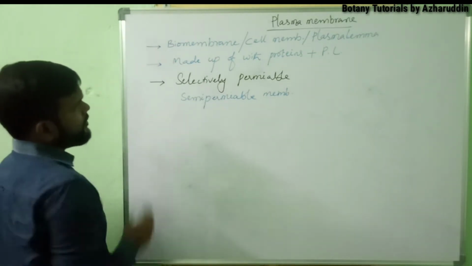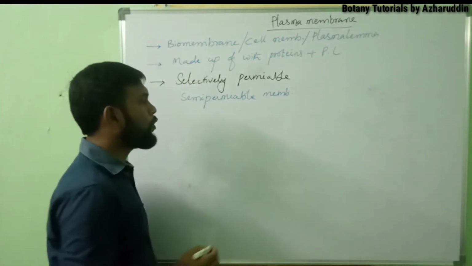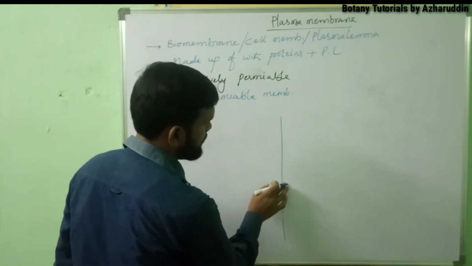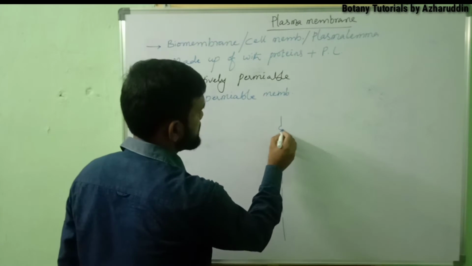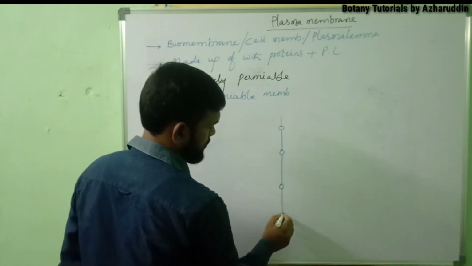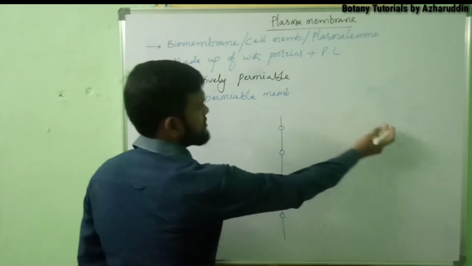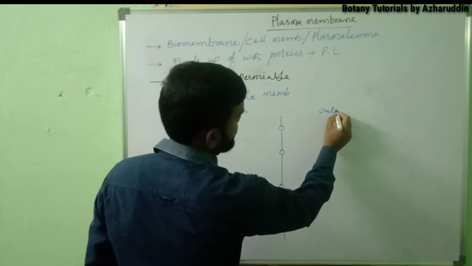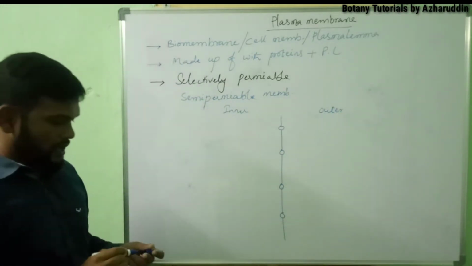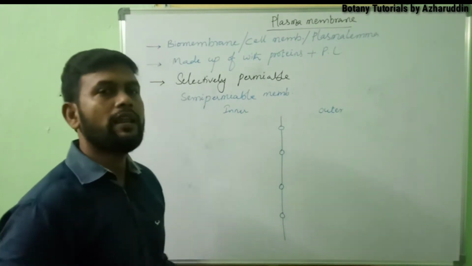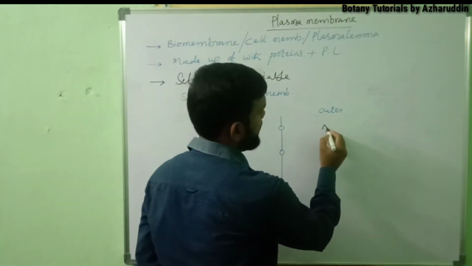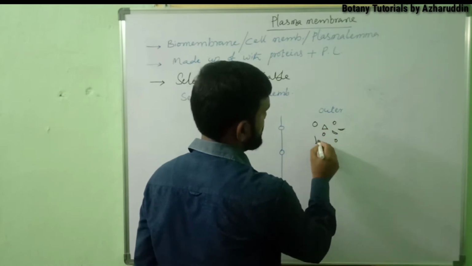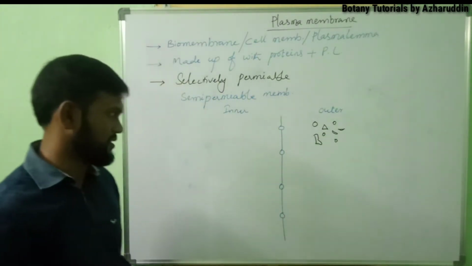Generally, plasma membrane is a porous membrane. This is the membrane, and in the membrane pores are present. These are the pores. This is the inside of the cell, and this is the outside of the cell. Outside of the cell, a number of particles are present. They vary in their shape. These all are particles.